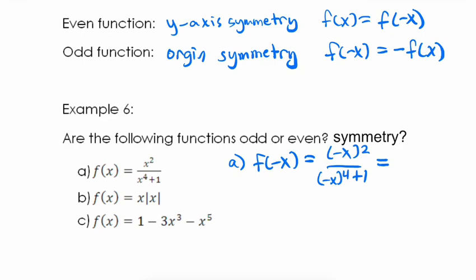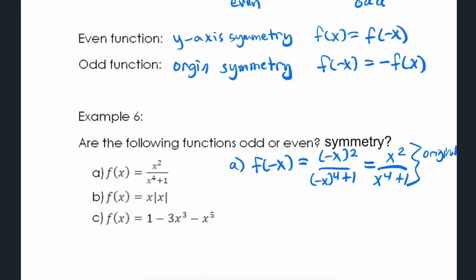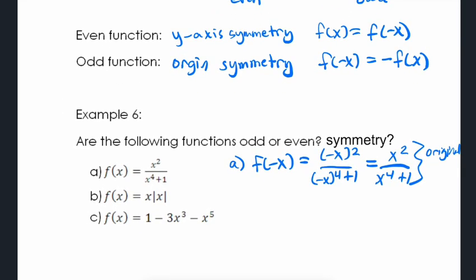Okay, so on top, that negative inside of a square is going to become a positive. On the bottom, that negative inside of a fourth is going to become a positive. So you'll notice that it is the original. So when it matches the original, that tells us that it is even with y-axis symmetry.